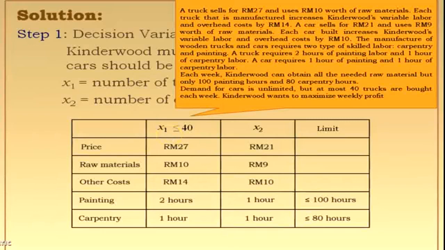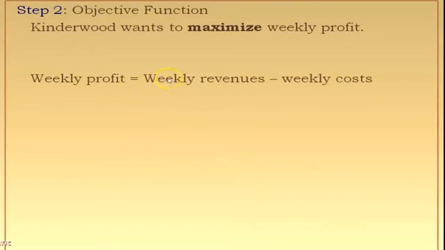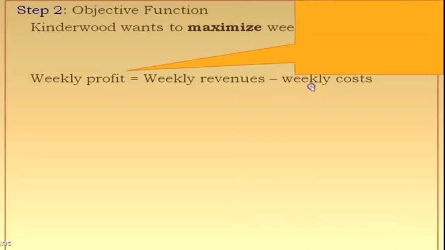Using this table, we can proceed to the next step, which is constructing the objective function. The objective of this problem is to maximize Kinderwood weekly profit. And the profit is equal to weekly revenues minus weekly costs. Let's refer to the table.